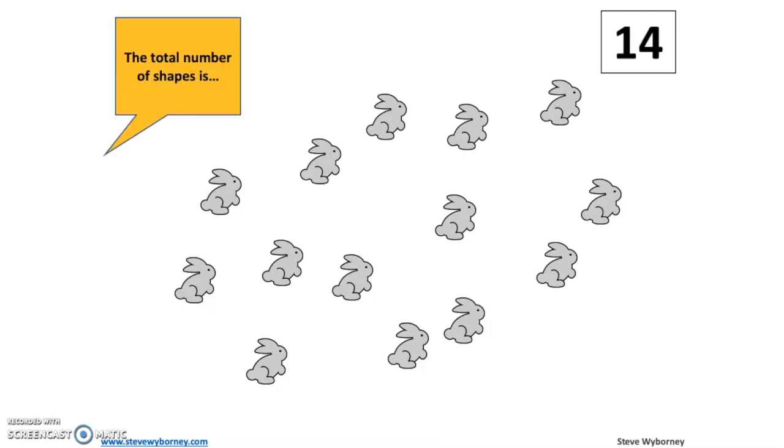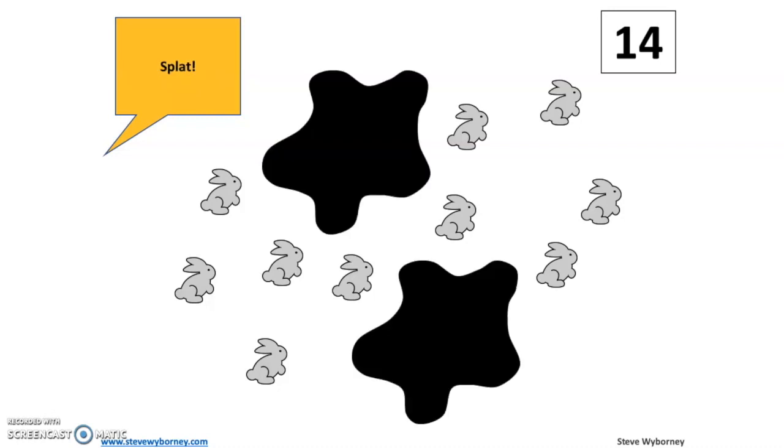Here's one that's a bit of a challenge, and I really like these. So take a look and you can shout out a quick estimate about how many bunnies there are. And we're going to check that. 14. So we know there are 14 bunnies on this page. Now, we've got 2 splats this time. So we've got to figure out how many are under each splat and how we know that.